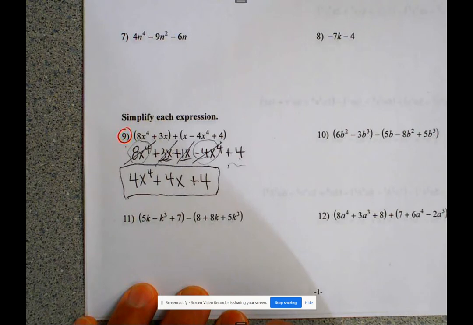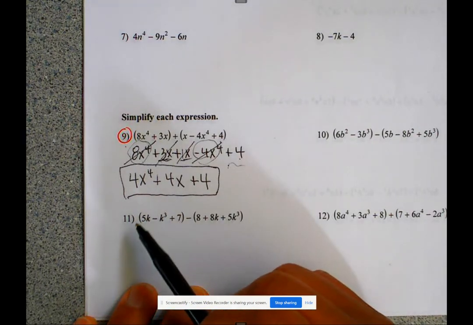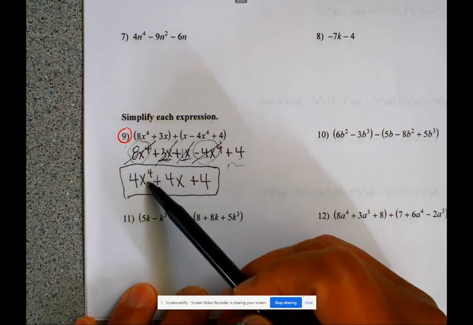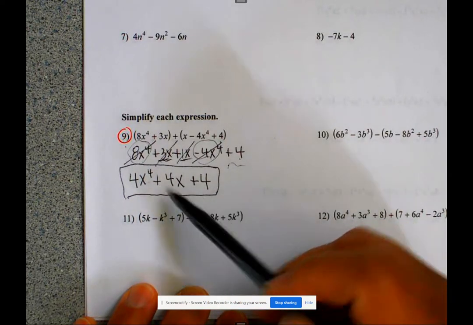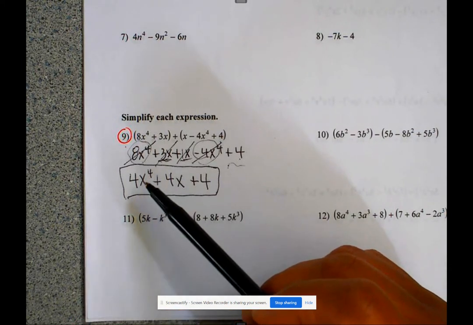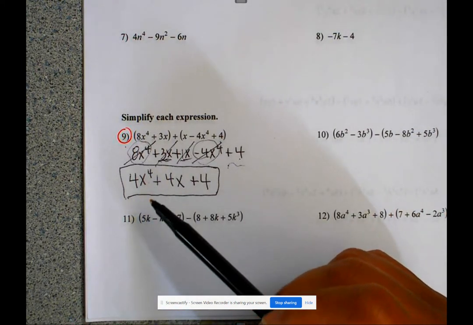All right, so this is number 9. So try to put it in standard form. Remember, standard form is the highest power in descending order, right? So try to put the highest degree in the beginning and in descending order.